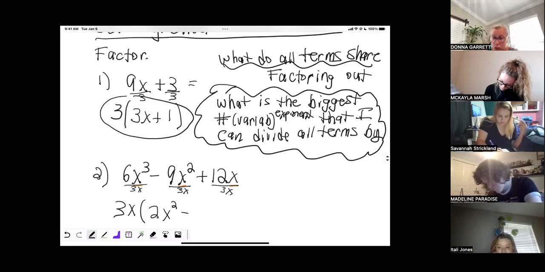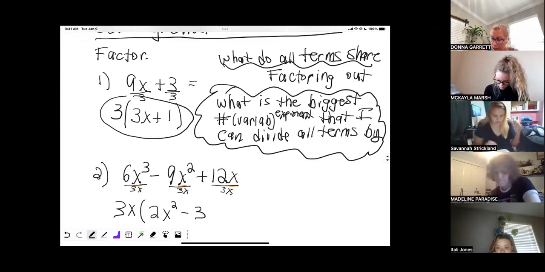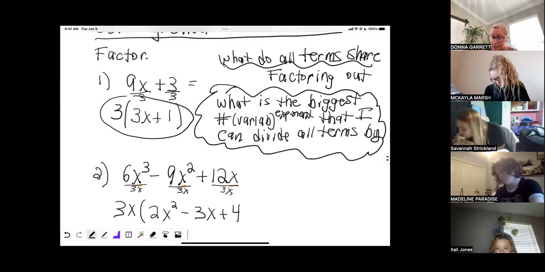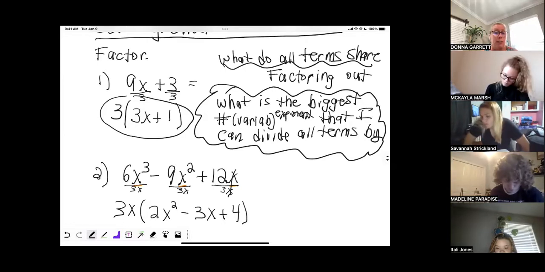9 divided by 3 is 3. I have x squared. I had 2 x's, I'm dividing by 1. That means I have 1x left. And then 12 divided by 3 is 4. And x divided by x, that's just going to go away and become 1. And I just factored out my greatest common factor.